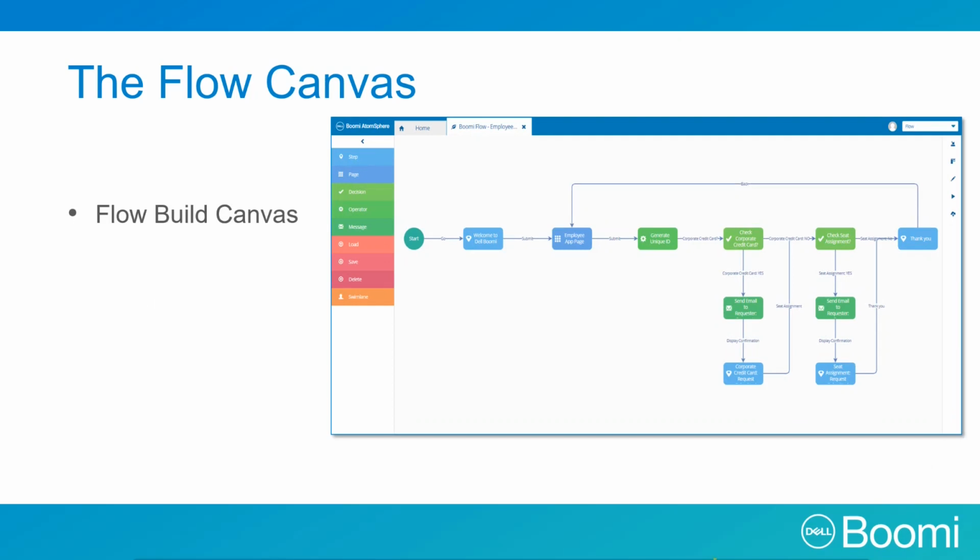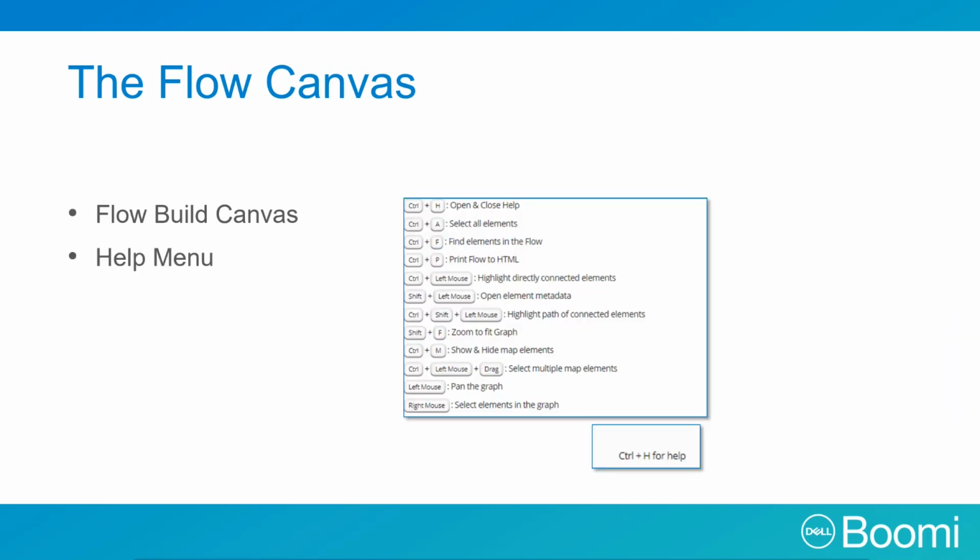In the bottom right-hand corner of the Flow canvas, you will find the Help menu for the Flow canvas. This can be accessed by simply pressing Ctrl+H. This Help menu gives you quick key requests and actions that can be made when working with the Flow canvas.